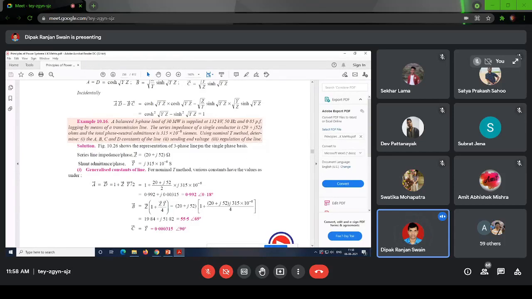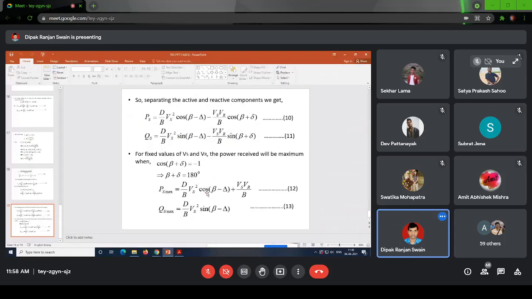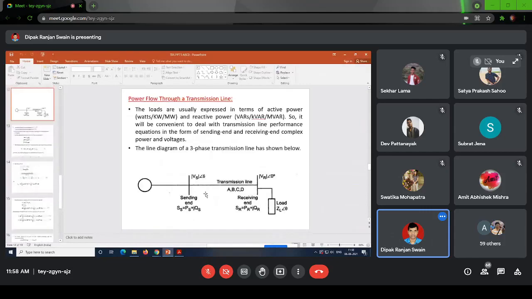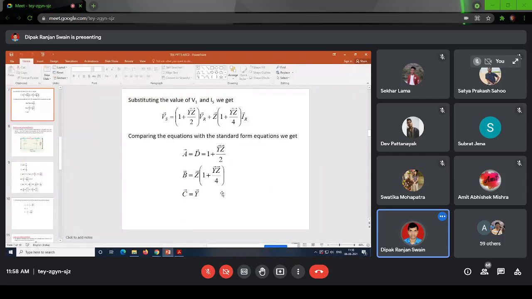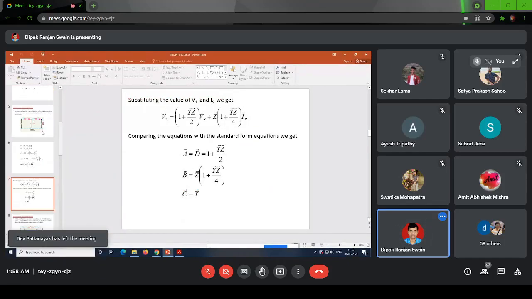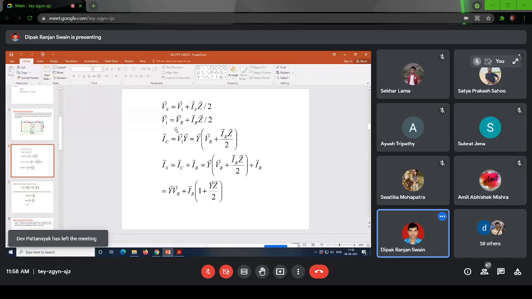regulation of the line. These second two problems you have already solved. I am just going to see how the ABCD parameters are calculated. Now for a T network, this was the value of the ABCD parameters. Your choice, either you remember it or you derive it from this expression.